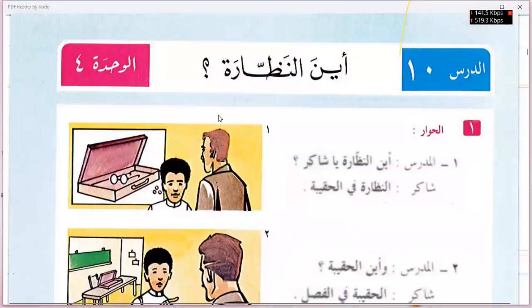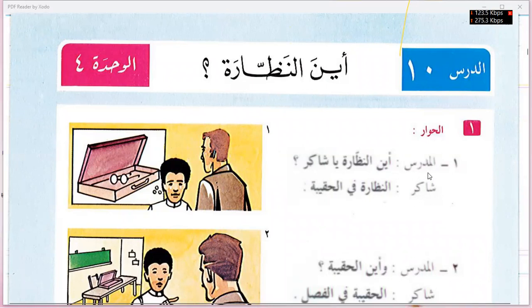So next we have Mr. Kamara Ibrahim Yusuf. Naam, salamu alaikum. Wa alaikum salam. Kamara, you are Mudarris, and Ilyas, you are Shakir. Start. Let me read. I don't understand what you are saying. Al-hiwar, okay, al-hiwar means dialogue.